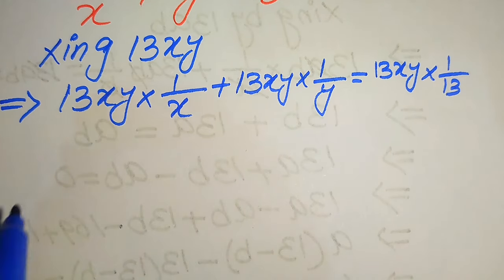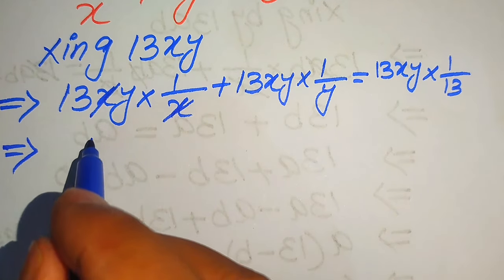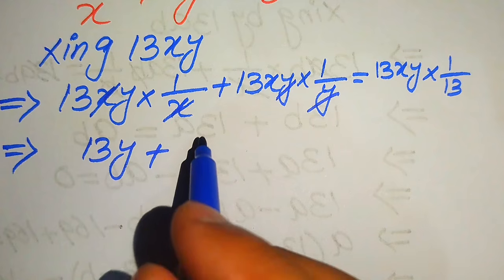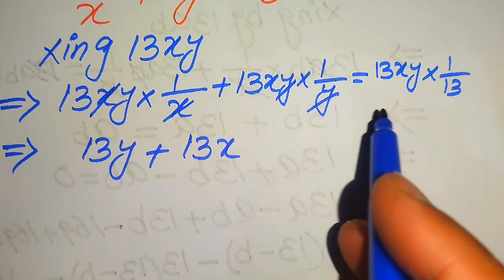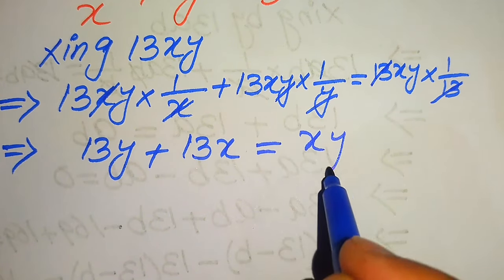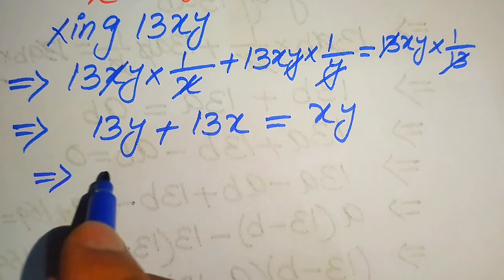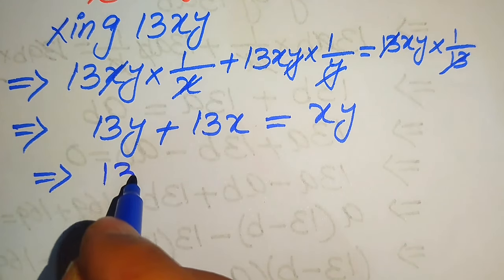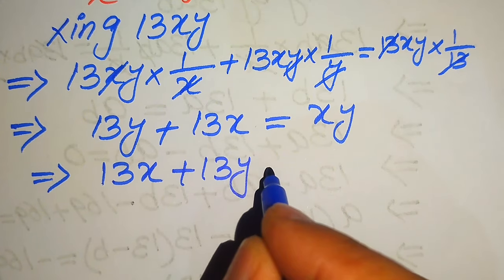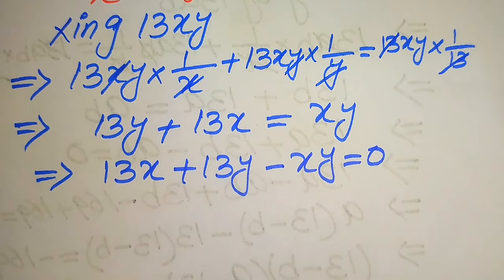And now in the next step, you see that this x and this x are cancelled out by each other and we get 13 times y, plus here we cancelled these y's and we get 13 times x, and in the right hand side we cancelled these 13 and we get only xy. So now we move this xy to the left hand side and rearrange the terms, and it will be written as 13 times x plus 13 times y, and this is minus xy equals 0.